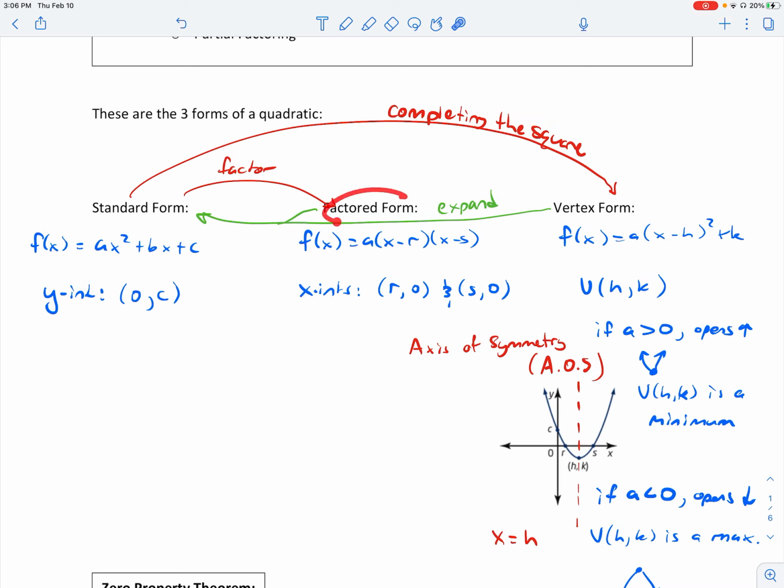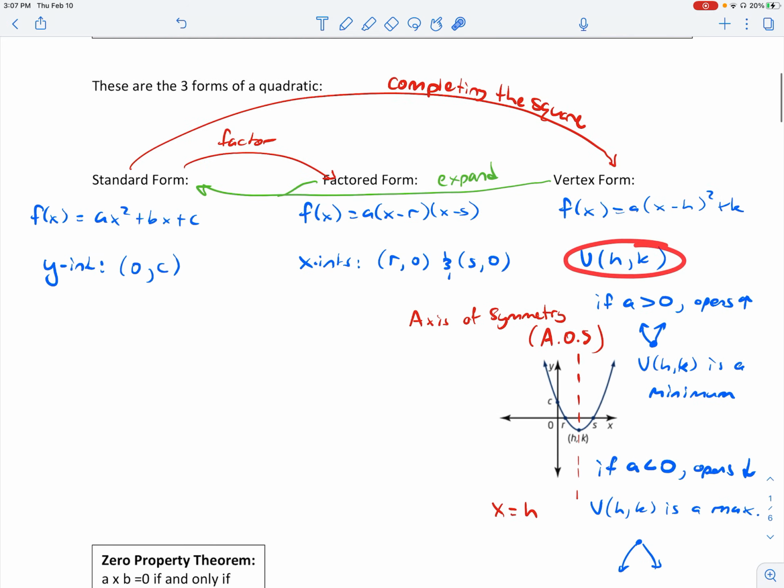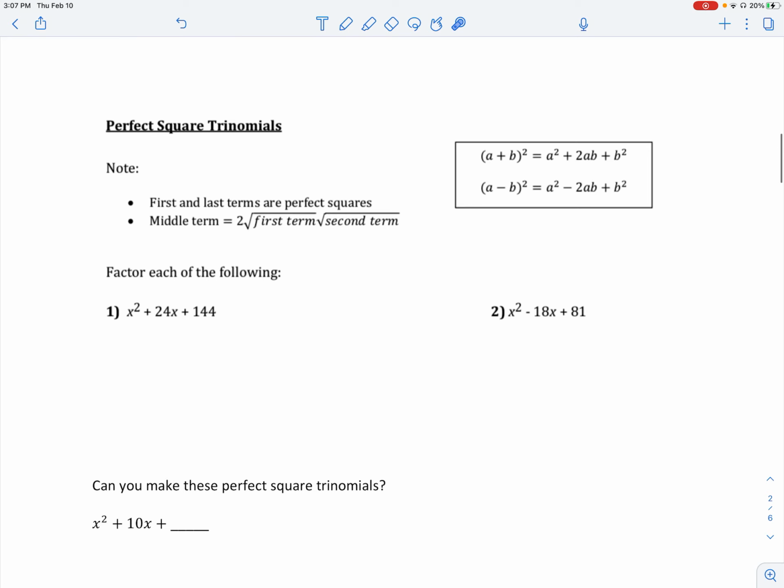We don't really ever go from factored to vertex, but if you had to, you're first going to put it in standard and then complete the square. All right, so in order to complete the square, this is a great way for getting the vertex, we need to first go over perfect square trinomials and how to factor them.